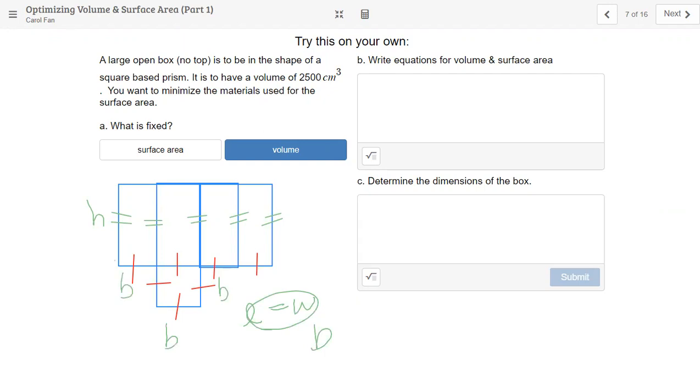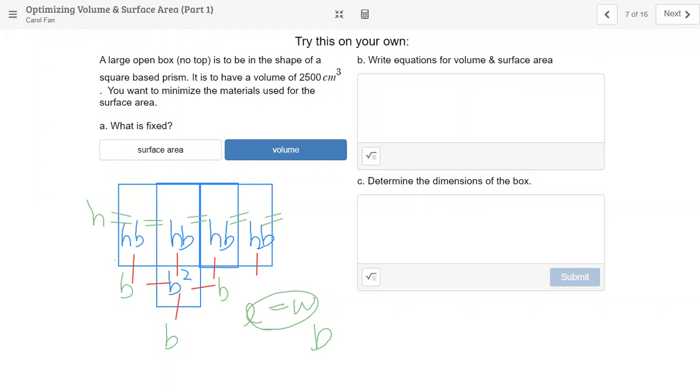Now my surface area for all of these. The base would be b squared. The first panel, h times b. Next one, also h times b. Third one, h times b. Fourth one, h times b.